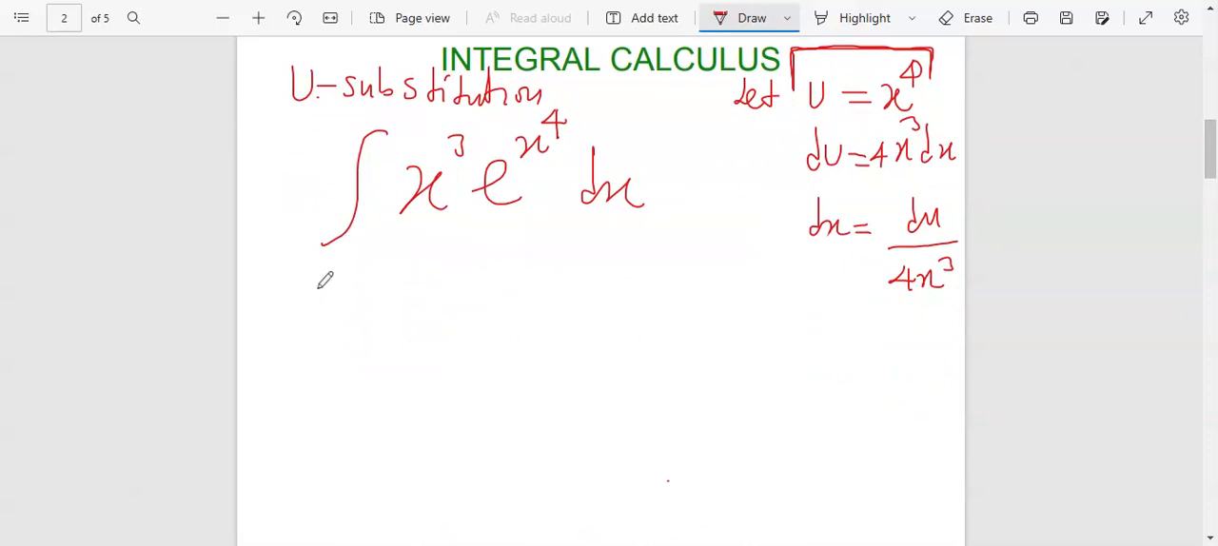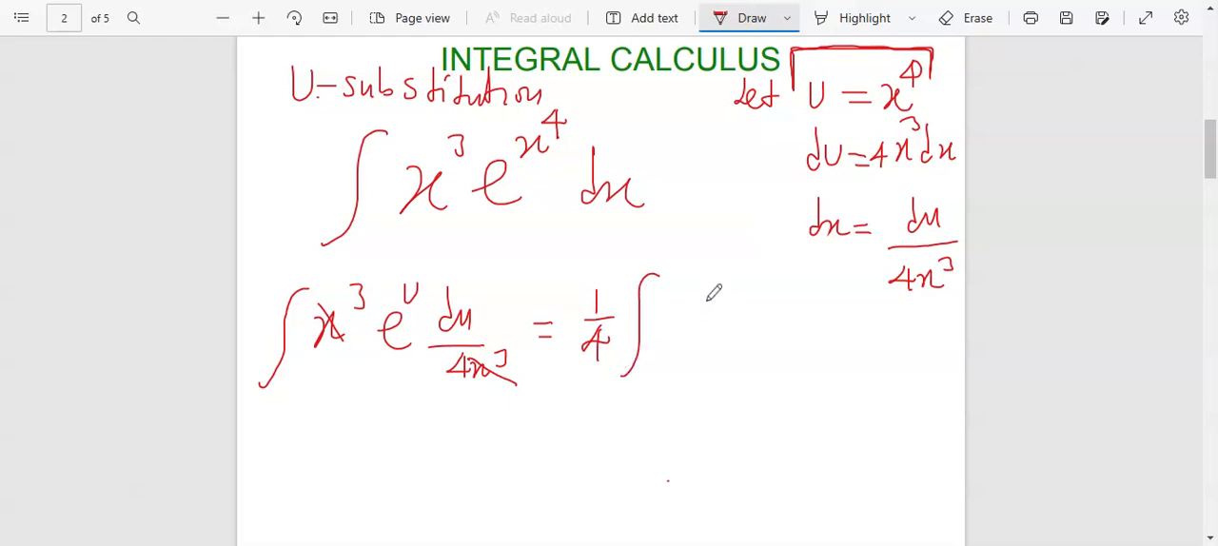So therefore this becomes the integral of x to the power 3 e to the power... where there is x to the power 4, remember I said let x to the power 4 be equal to u, so I'm going to put u. Where there is dx, I'm going to put du over 4x to the power 3. Seeing that x to the power 3 and x to the power 3 will cancel, I've remained with a 4 in the denominator. I'm going to take it outside the integral, so that will be 1 over 4 integral of e to the power u du.